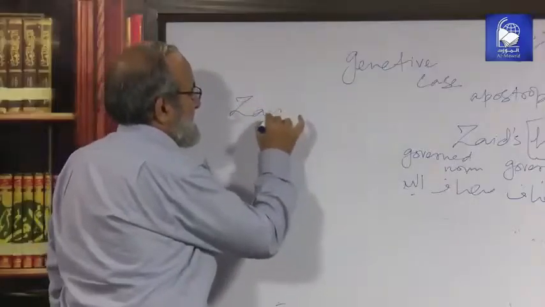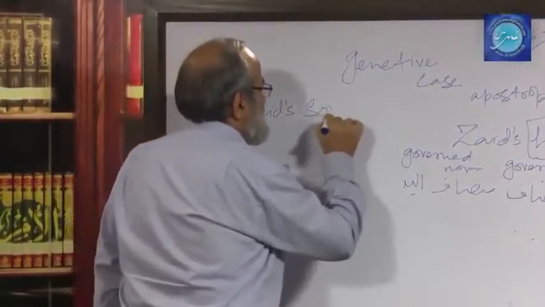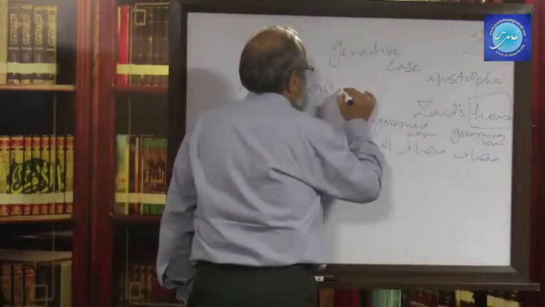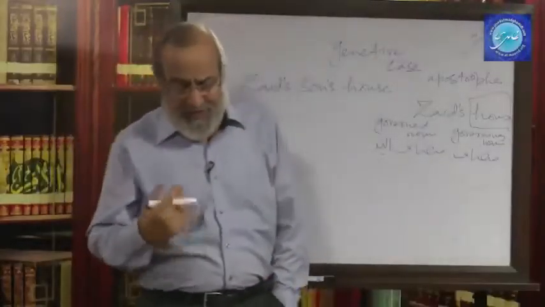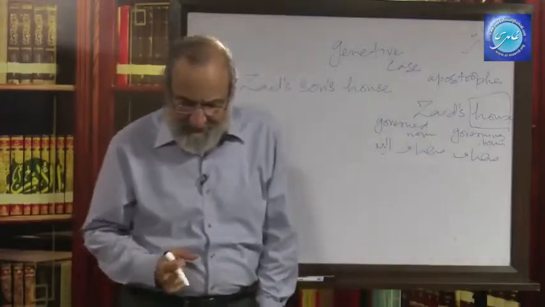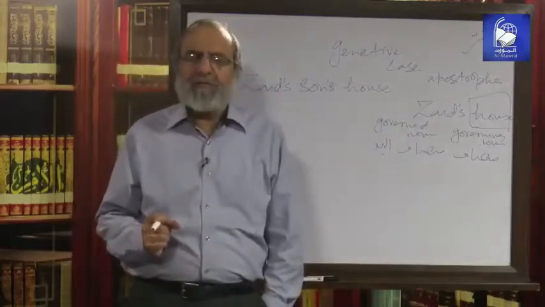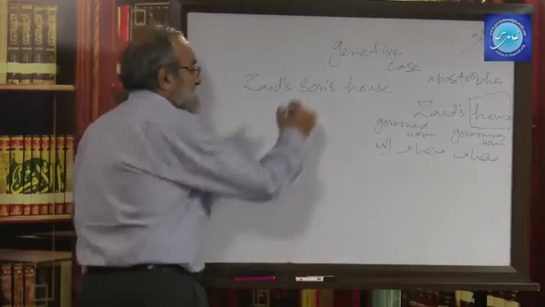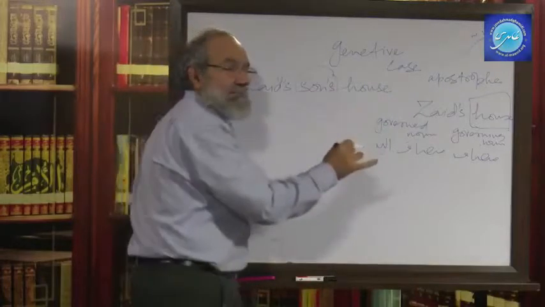So what I'm trying to say is that, for example, if we say that Zad has a son, so it's going to be Zad's son, and that son has a house, so it's going to be Zad's son's house. Zad's son's house. So what we are expressing over here is that we've got two nouns, in actual fact three nouns, and we have the governing noun and the governed noun, and in between we have a noun which is both governing noun and the governed noun.